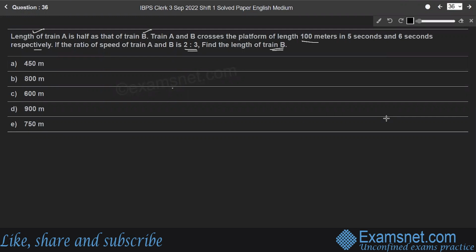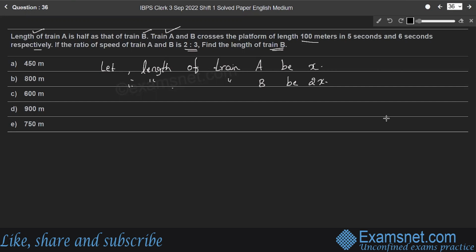Here, length of train A is half as that of train B. That means if length of train A is X, length of train B will be 2x. So let us assume length of train A to be X. Therefore, length of train B will be 2x because the ratio is 1:2 here. Train A is half as that of train B, right?